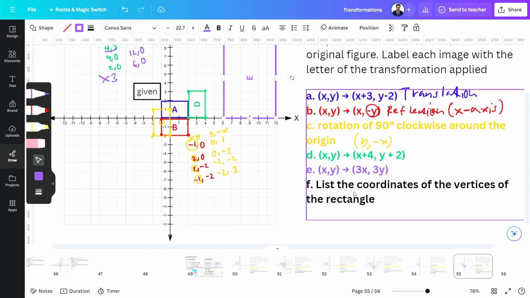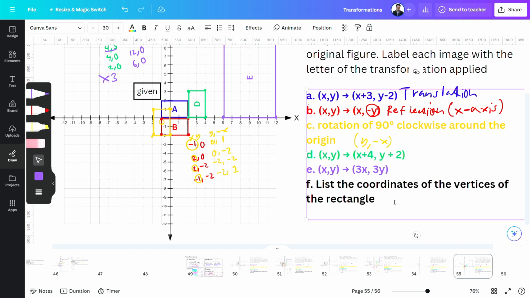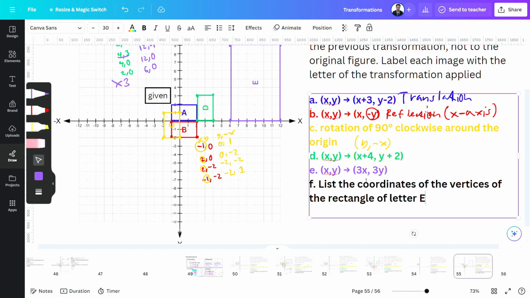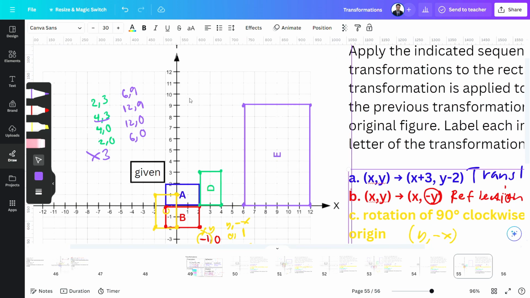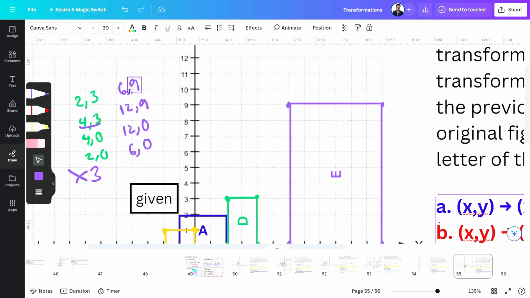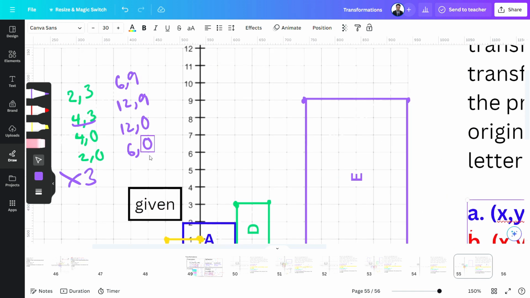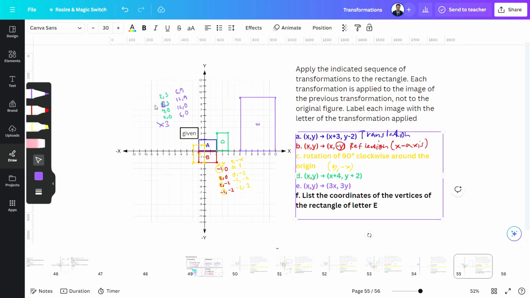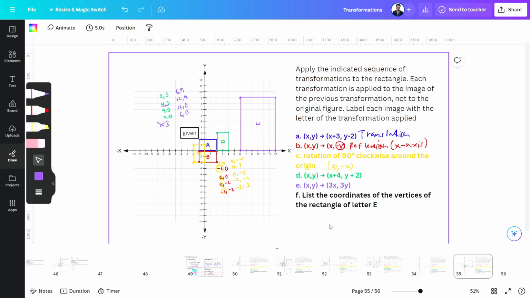And then for the letter F, list the coordinates of the vertices of the rectangle. That's actually from letter E. Okay, again, of letter E. So to answer that one, these are the answers already. 6, comma 9, 12, comma 9, 12, comma 0, and then 6, comma 0. These are the answers for letter F. So I hope this one is already clear with you. So this is how we answer the transformation, okay?